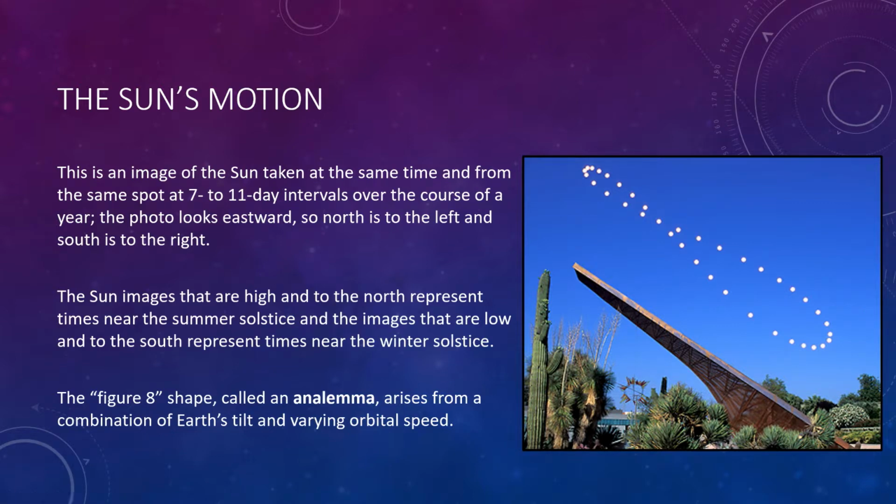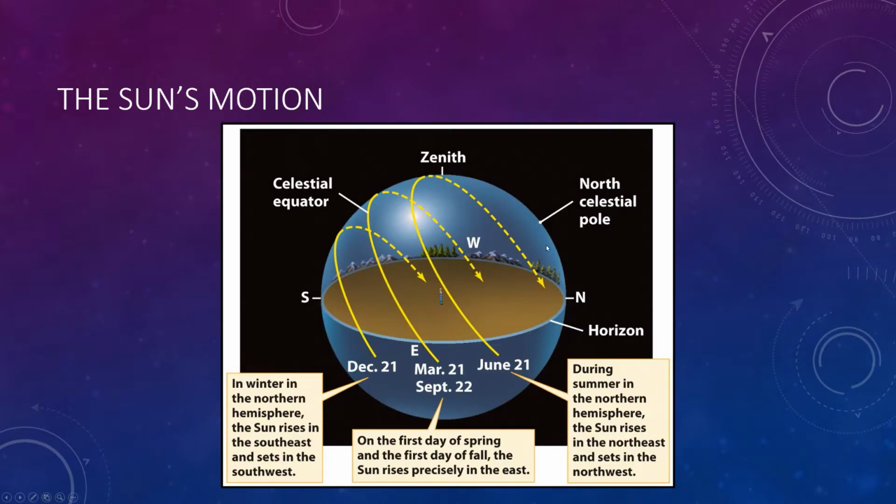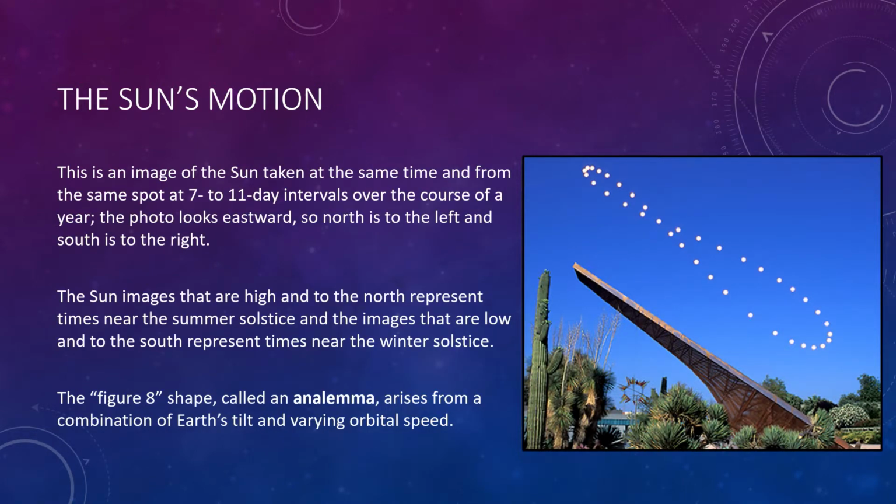Because this location is in the northern hemisphere, the sun images that are high and to the north represent times near the summer solstice, right? So it's high in the sky and it's toward the north. So you can see that this is close to summertime, which is indeed true. So that represents times near the summer solstice, and the images that are lower and to the south down here represent times near the winter solstice, when the sun doesn't get too high in the sky, so you don't get that direct sunlight.